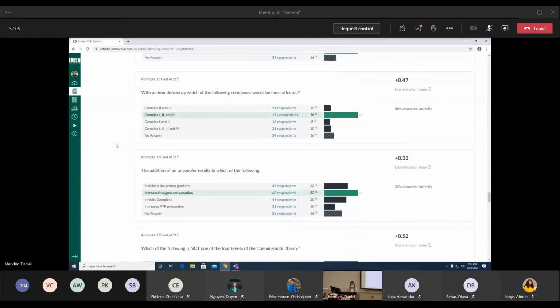Okay, so with an iron deficiency, which of the following complexes would be affected? So this is going to test your knowledge on which complexes use iron as part of it. So that's going to be complex 1, 2, and 3. And remember that complex 4 uses copper ions instead.